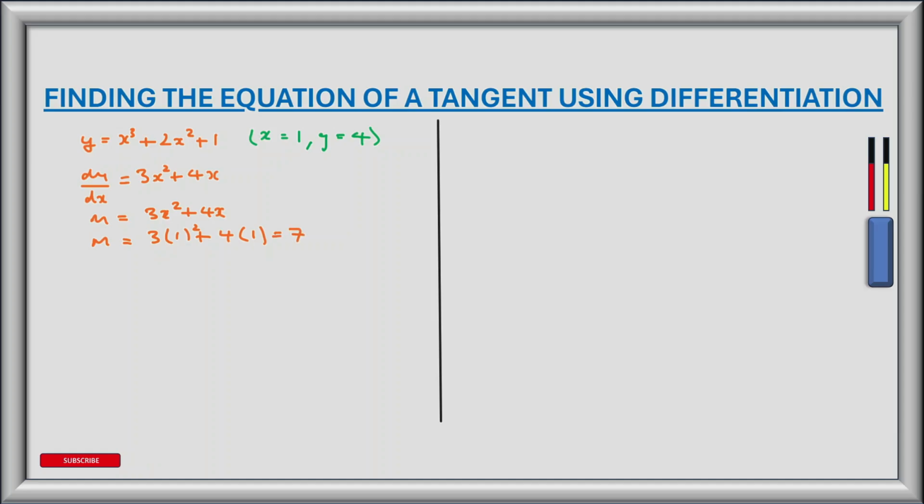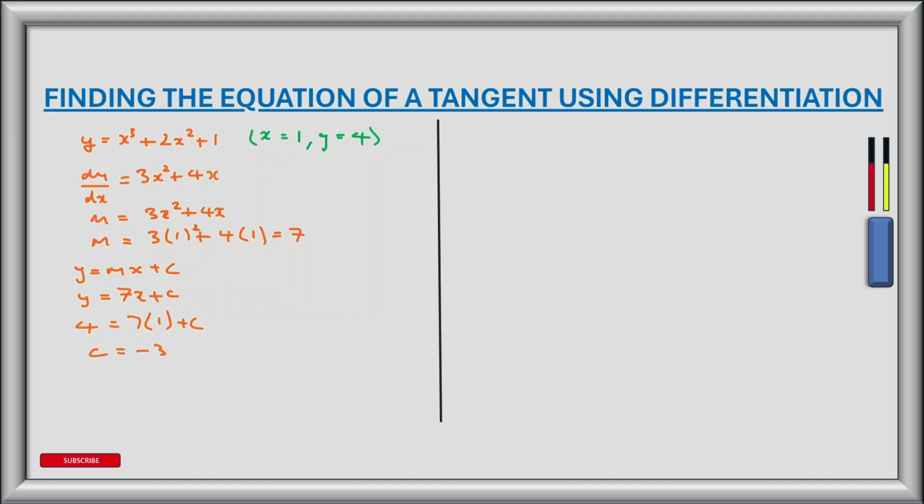So now if we plug this into the equation of a line, which is y is equal to mx plus c. So in our case, y is equal to the gradient m, 7, multiplied by x plus constant c. So now if we plug our coordinates x equals 1 and y is equal to 4 into this equation and solve for c, we get y, which is equal to 4, is equal to 7 times x, which is equal to 1, plus c. So solving for c, we get c equal to minus 3.